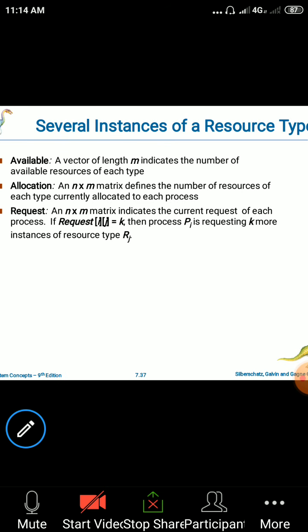So request is also a matrix, and allocation is a matrix, whereas available is a vector of length m. These three we already discussed in the Banker's algorithm, right? So here also, in the deadlock detection algorithm, we are using these three data structures. Next we'll see the deadlock detection algorithm to detect the deadlock.